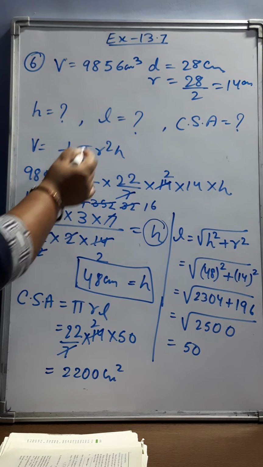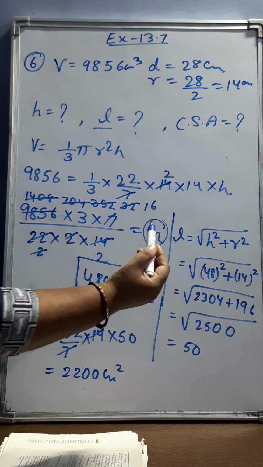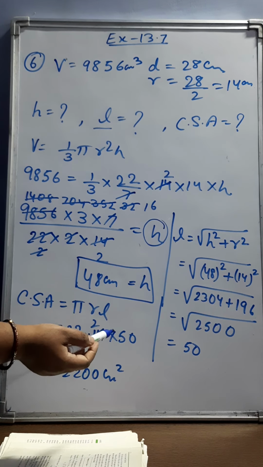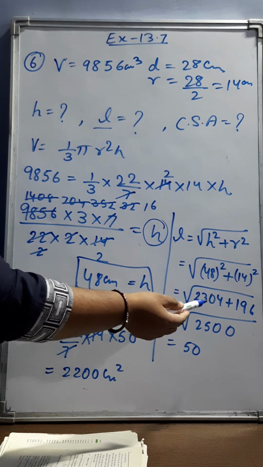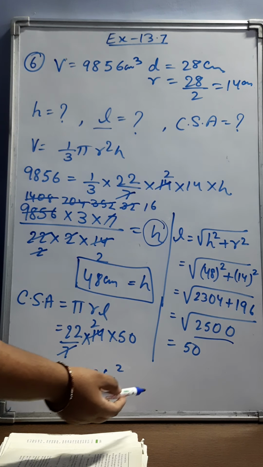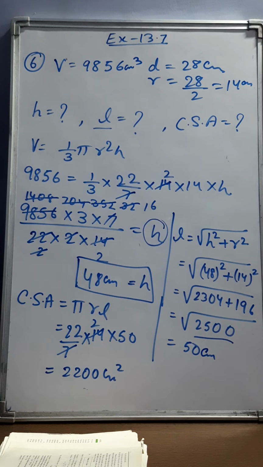Now we have to calculate slant height. The formula of slant height is under root h square plus r square. By putting the value of h as 48 square plus 14 square, we get 2304 plus 196. The sum of these two gives you 2500, which is the square of 50. So we got the slant height as 50 centimeter.